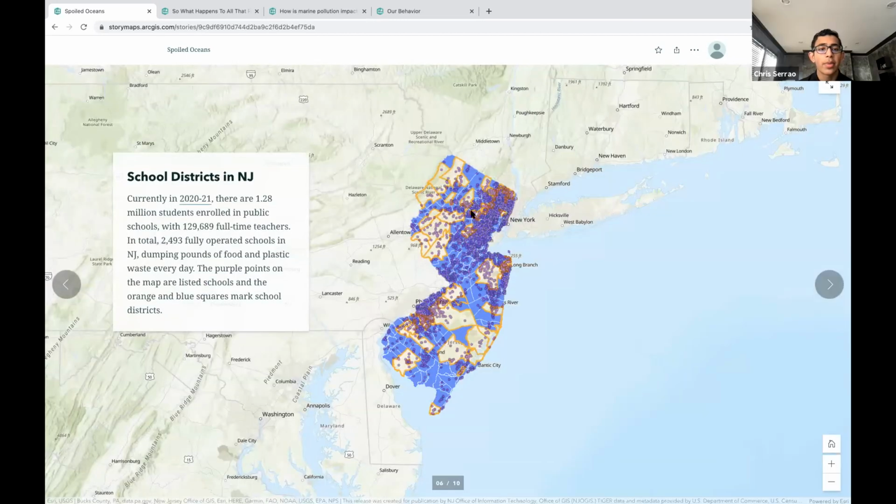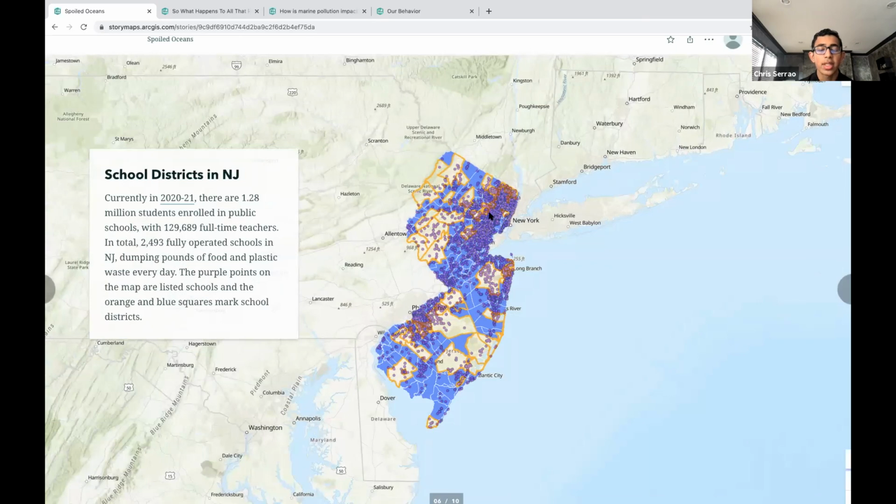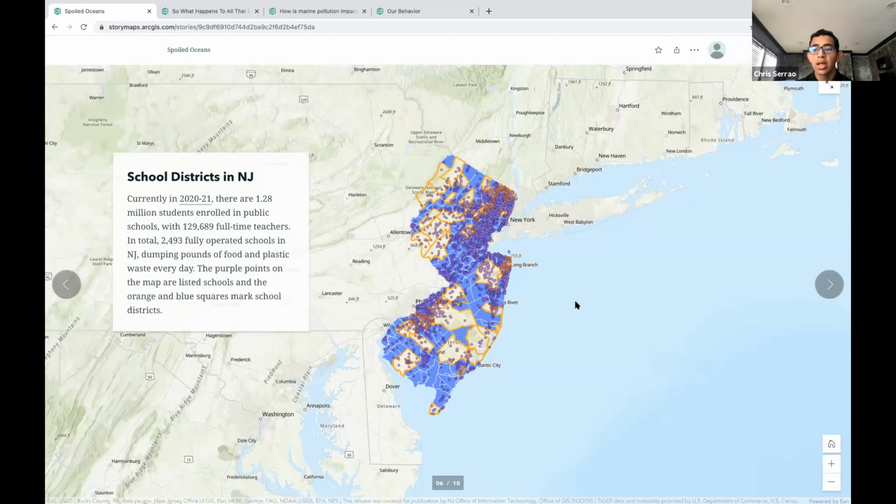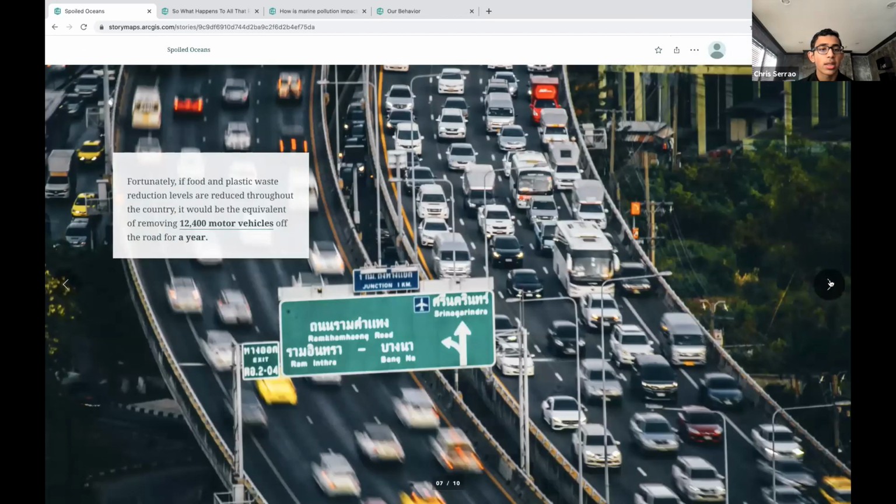This is a map of all the schools in New Jersey alone. The purple dots are the New Jersey schools, all of them, and the blue and orange sections are school districts. Let's see if there's anything else.